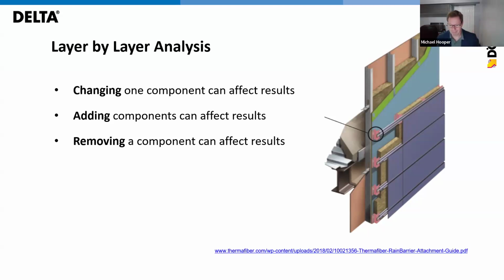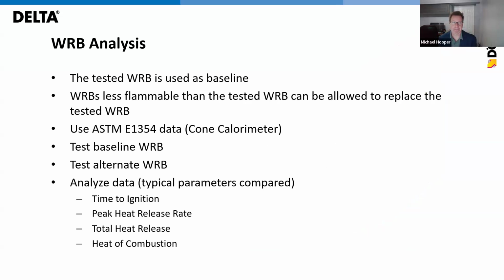So you really need to start with an assembly that's going to closely match what you're trying to do, so that you can make as few assumptions as possible in making a substitution. So first, you start with a tested weather resistive barrier as a baseline. Now, that weather resistive barrier, is it less flammable than a tested weather resistive barrier can be to allow the replacement?